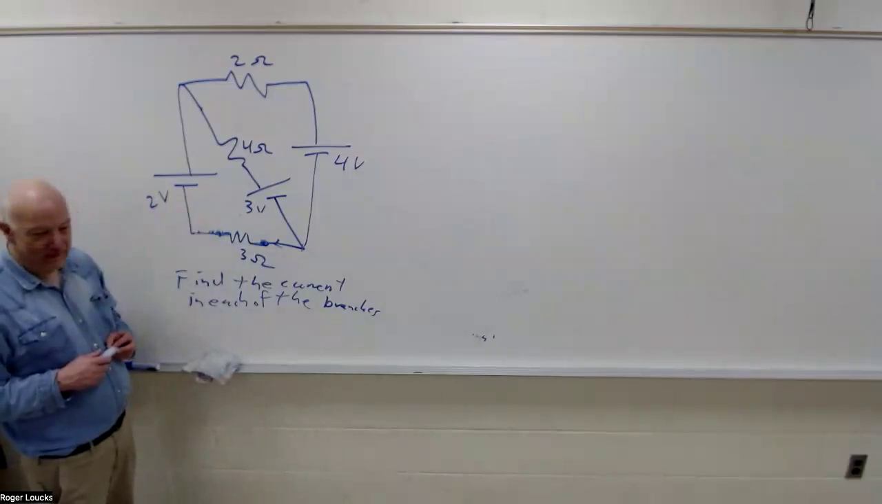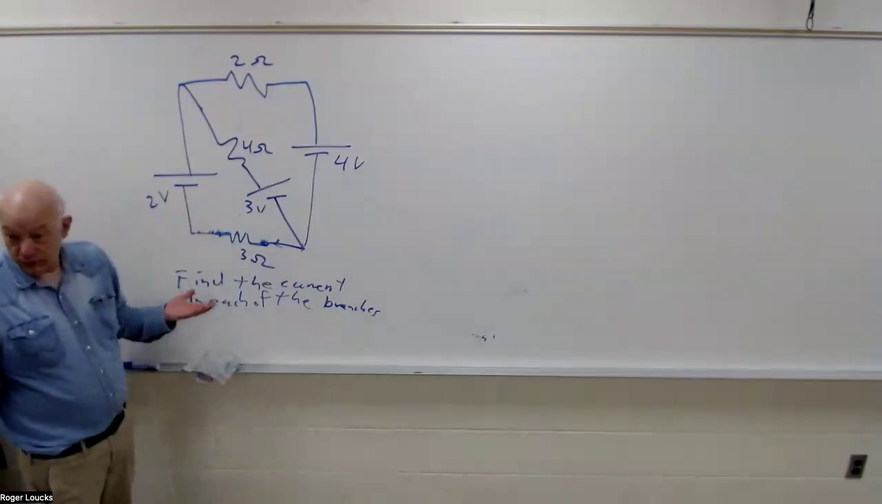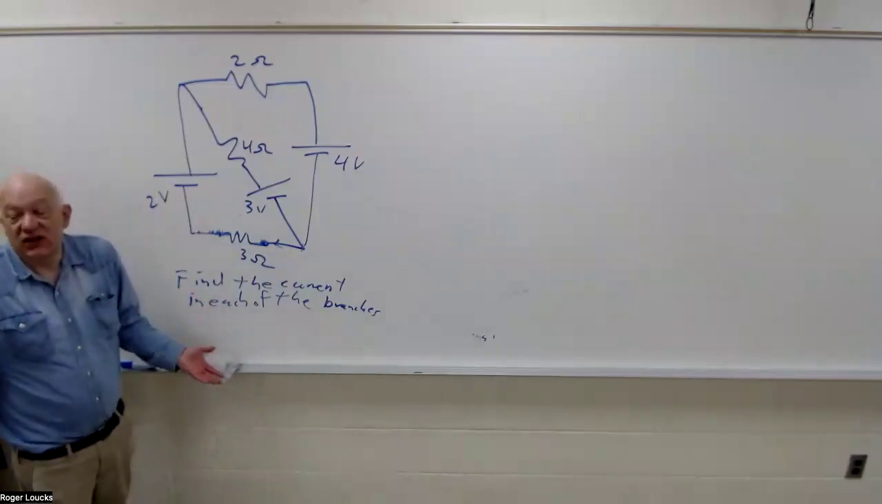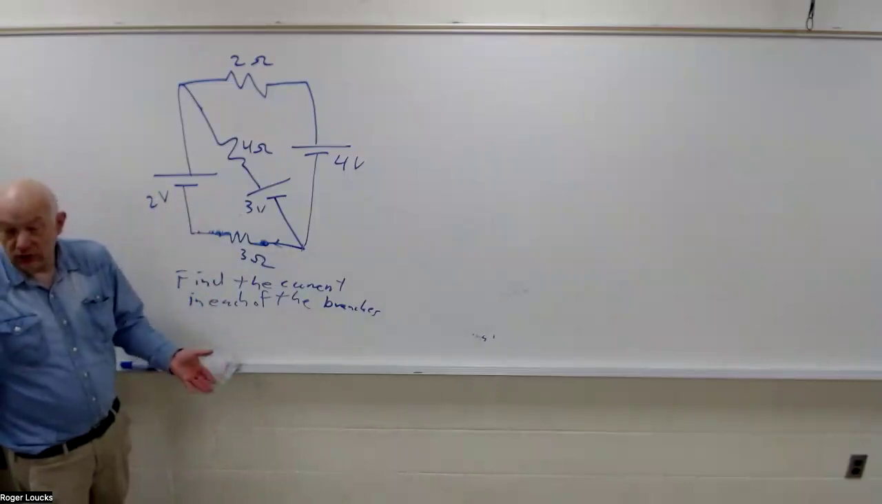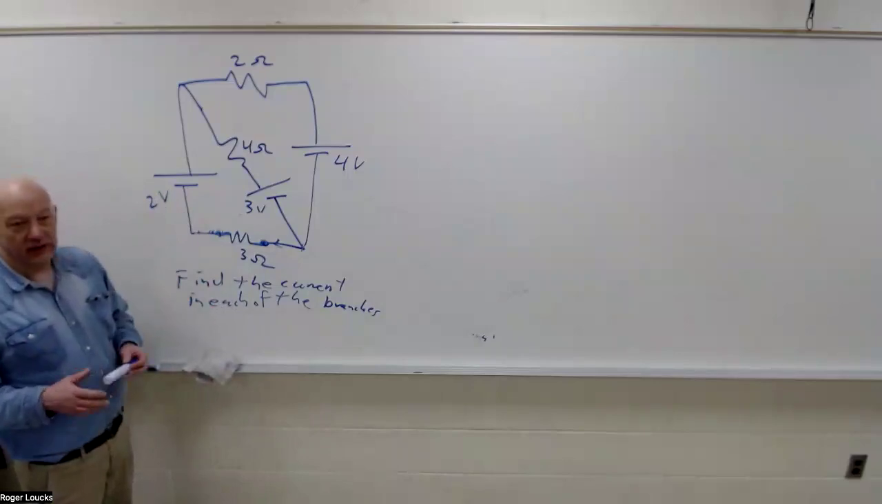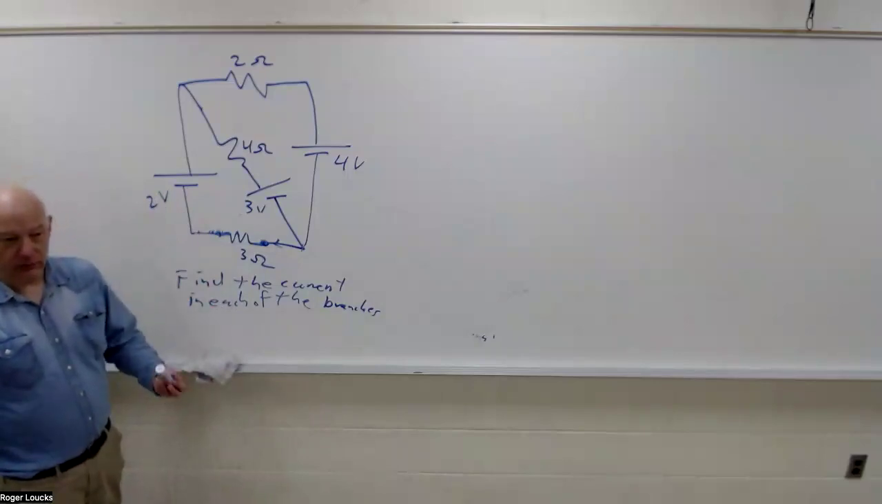Start by drawing the direction of the current. Now, do we know how the current goes? No. What's the nice thing about it? It doesn't matter. You just pick a direction and then those signs will tell you whether you're right or wrong. Again, you don't have to do it like I do it, but I think it's more systematic.